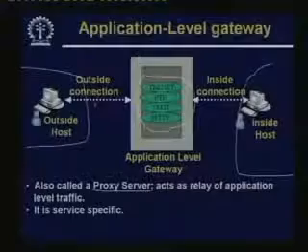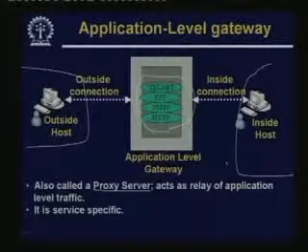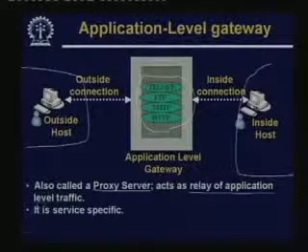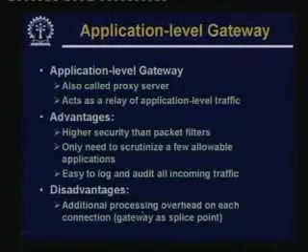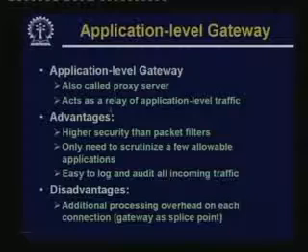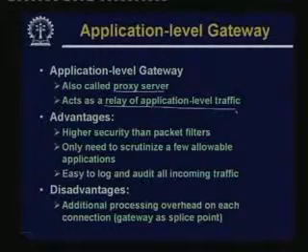So this kind of application level gateway, as is shown here, there can be several services you can think of, and these rules or the techniques used for filtering will be very much service specific. This basically acts as a relay of application level traffic and it is service specific. So as I said, this is more commonly known as a proxy server. Essentially this is a relay of application level traffic.